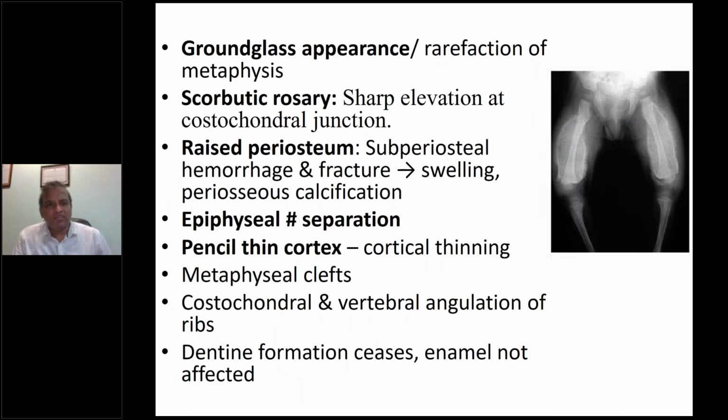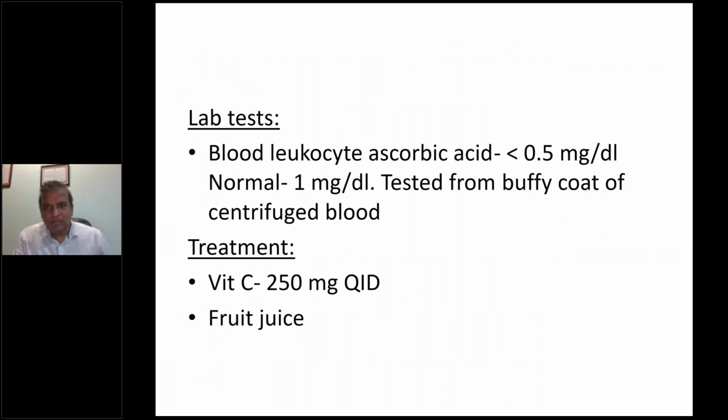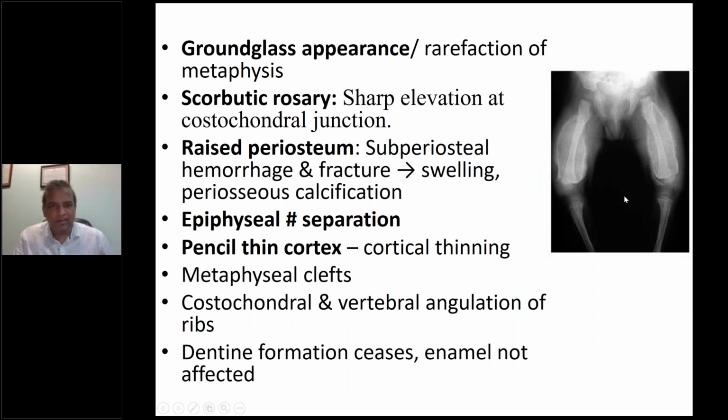Scorbutic rosary I have already mentioned. The raised periosteum usually leads to periosseous calcification. You can see in this picture the raised periosteum and the florid calcification which happens inside it. There will be separation of the epiphysis. The cortex is thinned, pencil thin cortex. These are the common radiological pictures.